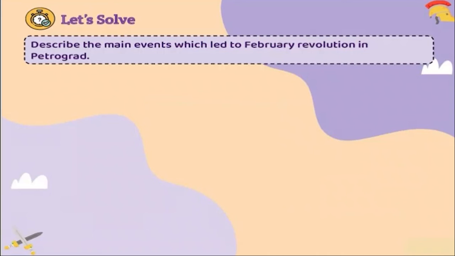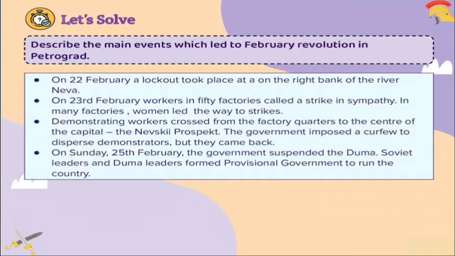So describe the main events which led to the February Revolution. What were the main problems of the February Revolution? So on 22nd February, there was a curfew which took place on the right-hand bank of the River Neva. On 23rd, workers from 50 factories called a strike. Okay, and many women also joined it, correct? So demonstrating workers crossed the factory quarters to the center of the capital, that was the Nevsky Prospect. There they crossed and went to the factory quarters and attacked it.